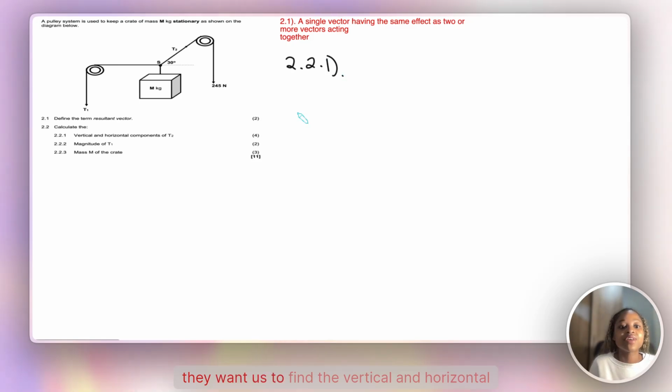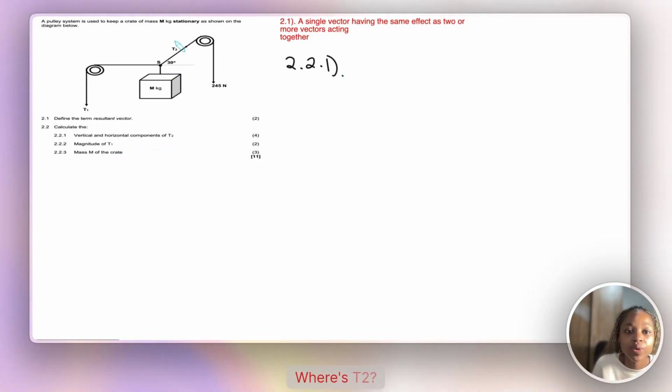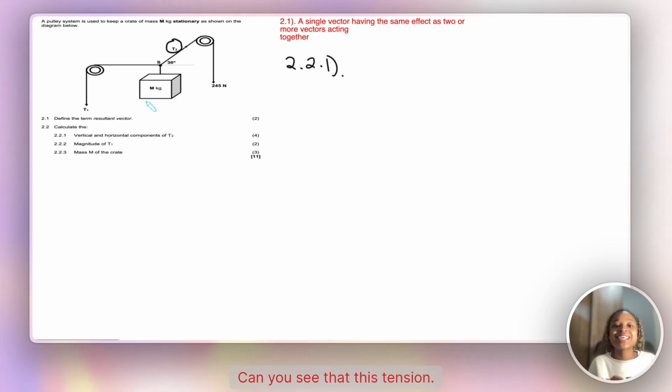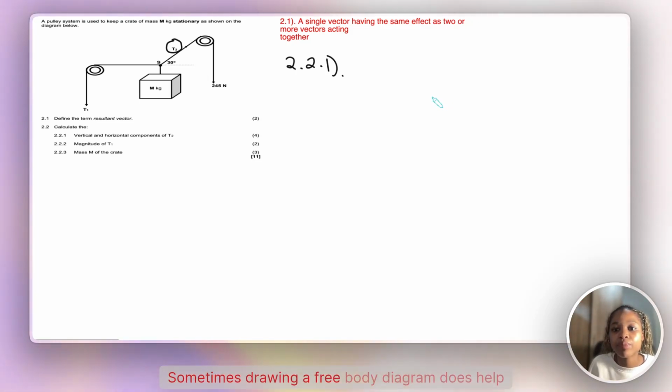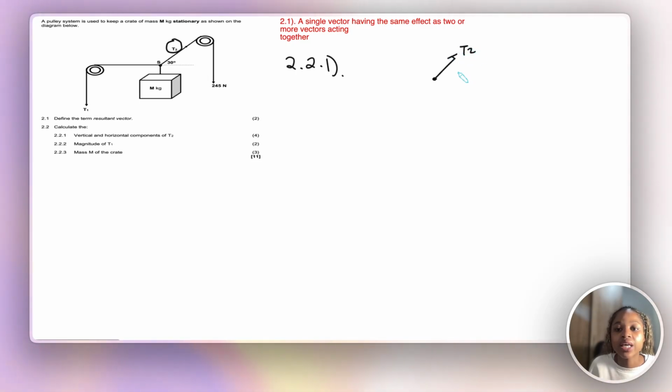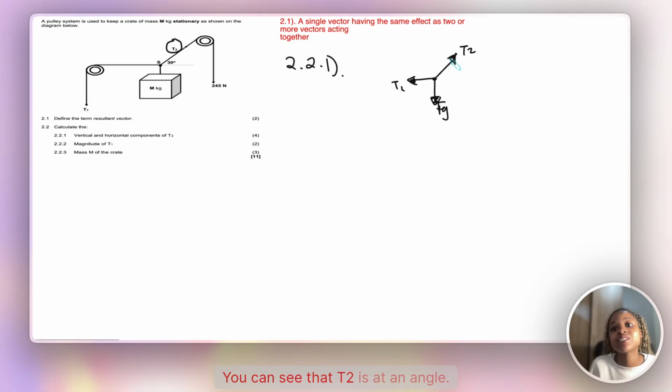They want us to find the vertical and horizontal components of T2. Where's T2? It's right here. Can you see that this tension force is at an angle? It's not straight. So if it's at an angle like this, sometimes drawing a free body diagram helps you solve questions more easily, because you can see the forces acting on this crate. For example, there's T2 over here, acting at an angle, and then you have the gravitational force over here, and then another tension force along here. So this helps. You can see that T2 is at an angle.